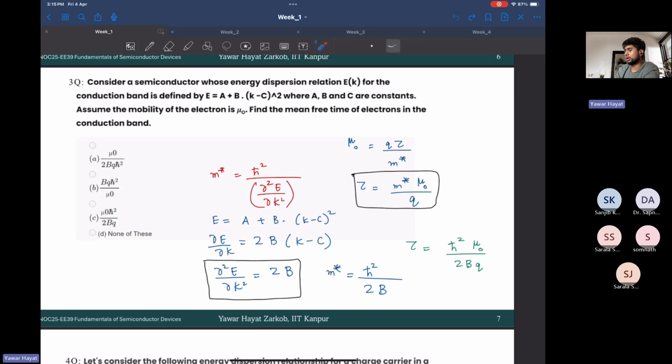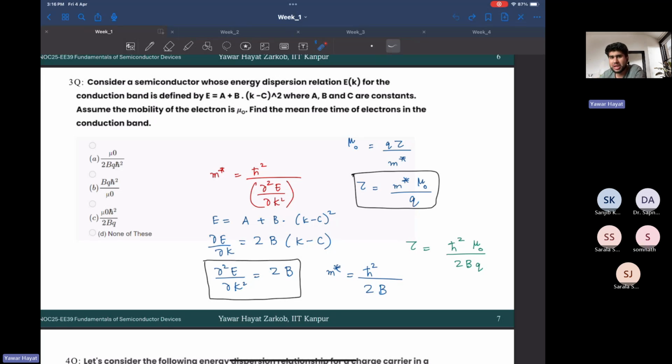Okay. What we had to do in this question is consider a semiconductor whose E-K relation for the conduction band was defined by E is equal to A plus B times (K minus C) whole square. So your E-K relation is given, and you have been asked to find the mean free time of electrons in the conduction band. You can assume that your mobility is mu naught.